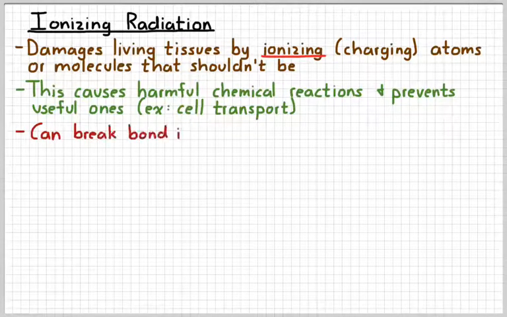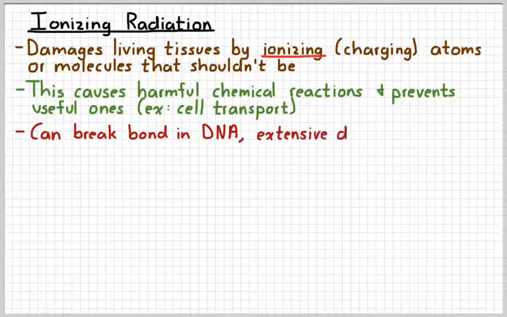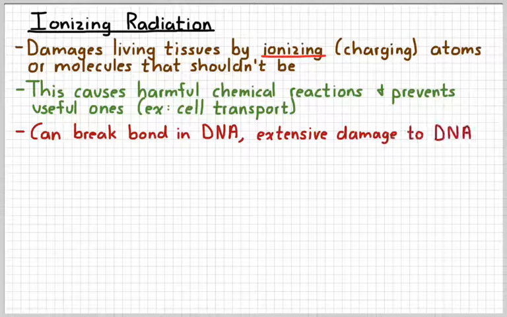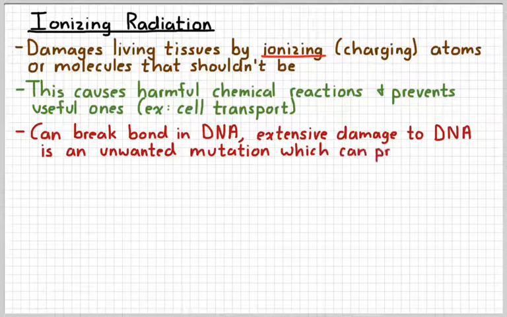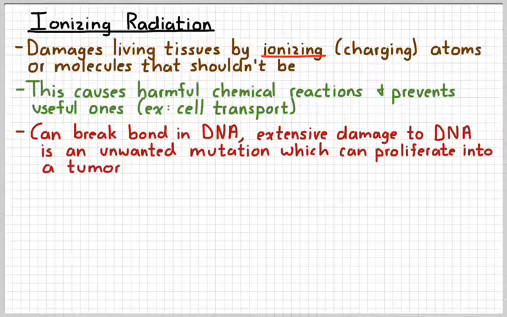Even worse, it can break the bonds in your DNA. You might call that a mutation. Extensive damage to the DNA is an unwanted mutation. That's bad. And if it's not checked by your body's natural defense system, then that could grow and proliferate into something you would call a tumor. And so, excessive exposure to radioactive materials can lead to things like cancer.